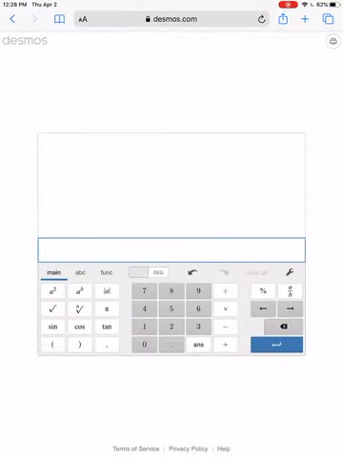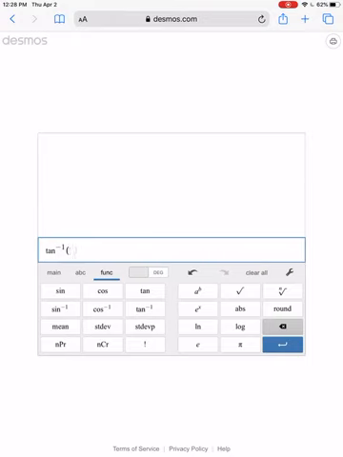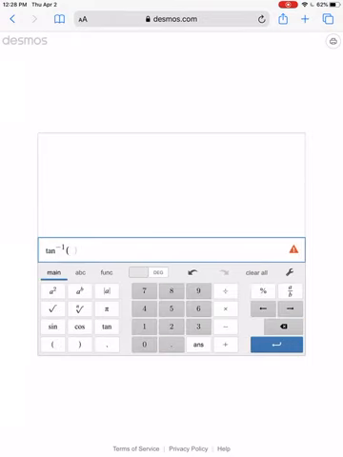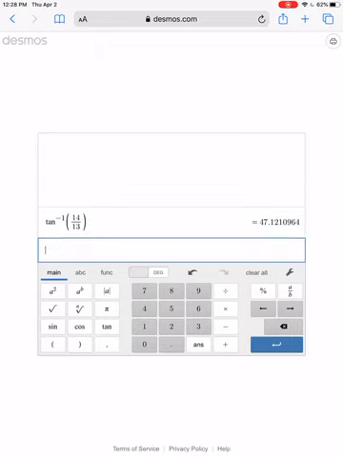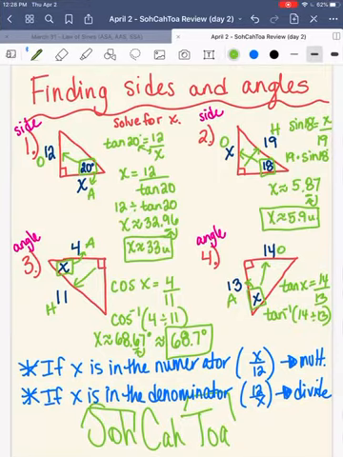So I'm going to clear. So I'm going to go second tan, and then I'm going to go 14 divided by 13. Okay? And you can see the answer is, you don't really have to close the parentheses. I'm just a little OCD, so I wanted to. 47.12. And so the 2 is going to tell the 1 to stay. So it'll be 47.1 degrees.